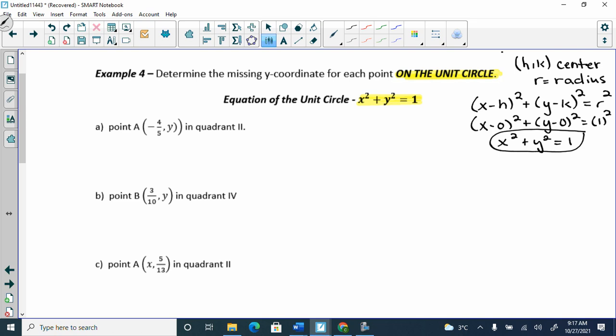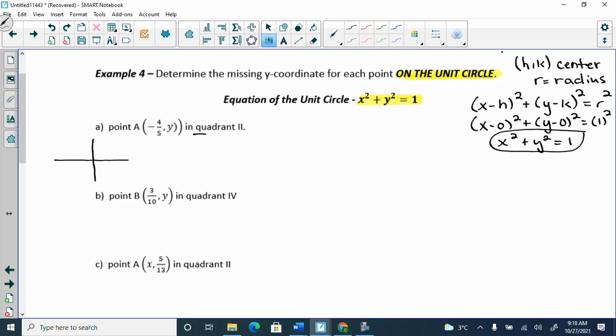So they can give us an x value on the unit circle and make us find the y. And we know that if we have any type of variable, say we're given an x, we can always solve for y if it's the only variable missing on an equation, right? So that's what we're going to do here. So this one here is at negative 4 fifths, and y.